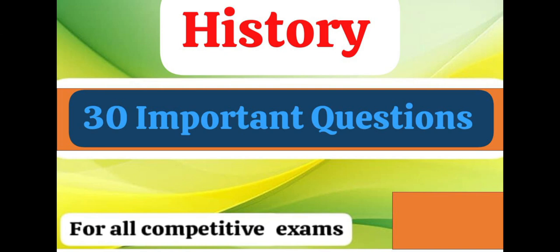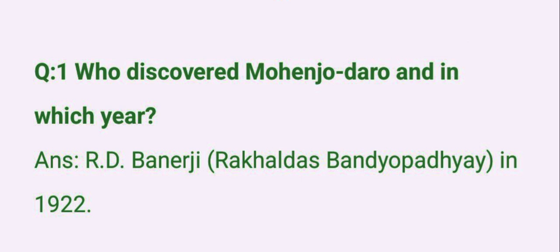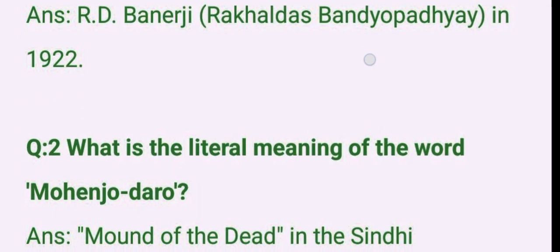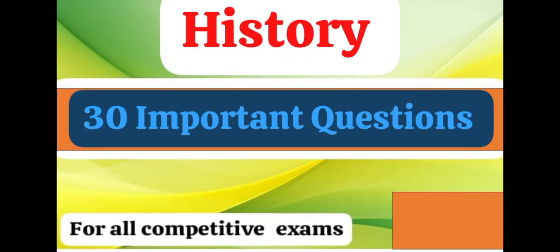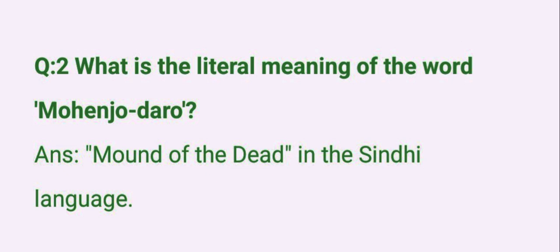So let's start. Our first question is: who discovered Mohenjo-daro and in which year? Answer is R.D. Banerjee. Year is 1922. What is the literal meaning of the word Mohenjo-daro? Answer is mound of the dead in the Sindhi language.